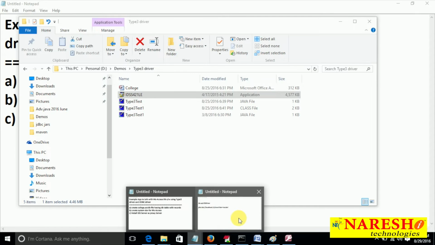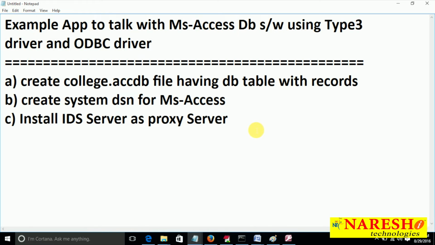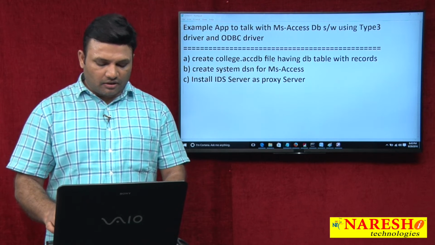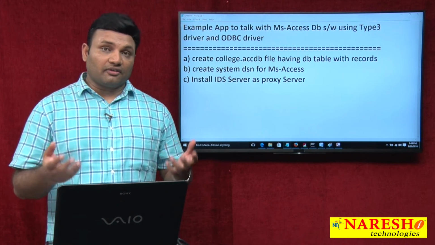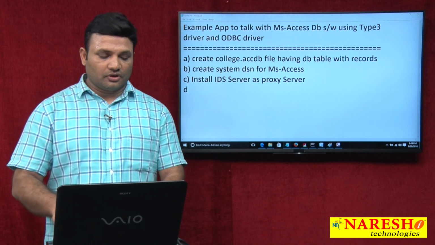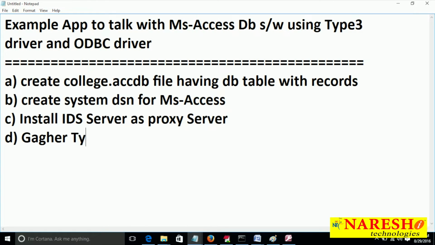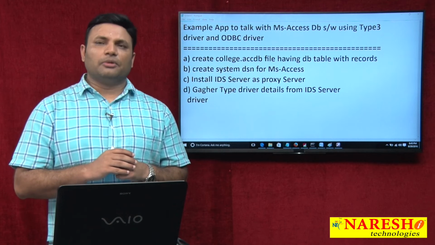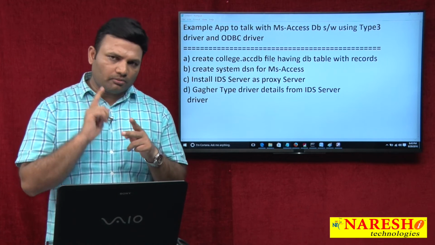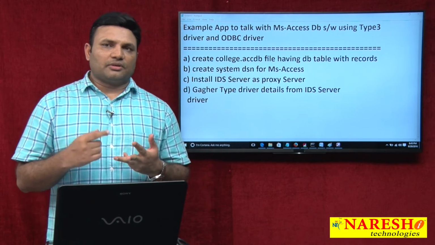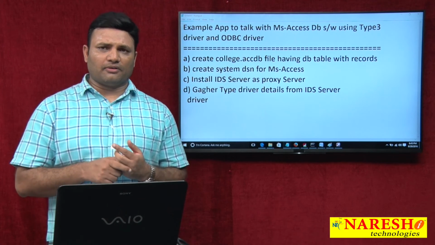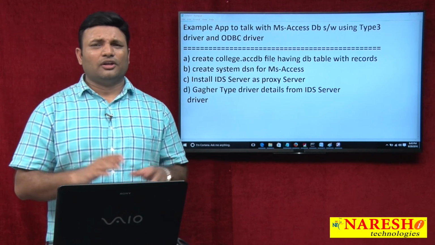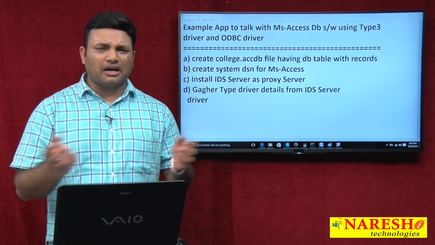The good news about IDS server is that it gives a built-in type 3 driver. Though it is given by Microsoft, they are giving a type 3 driver of Java. So gather the type 3 driver details from IDS server. When I say JDBC driver, you have to gather 3 minimum details: number 1, driver class name; number 2, URL; number 3, jar file. But somehow IDS server is not giving the type 3 driver in the form of a jar file. It is giving it in a folder, so you have to know the address location, that means the path, of that folder.